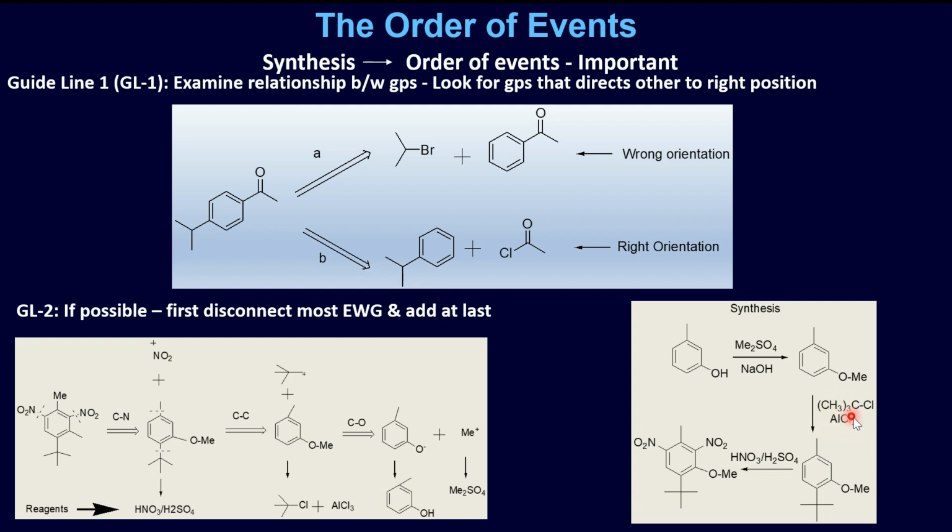Friedel-Crafts alkylation with tertiary butyl chloride in the presence of AlCl3 and I'll get the corresponding ortho substituted derivative. At last, I will add nitric acid and sulfuric acid. First, I have disconnected, and at the last step, the nitro group, the electron withdrawing group, has been added. Now we can appreciate the order of events to be followed for the smooth completion of the reaction.